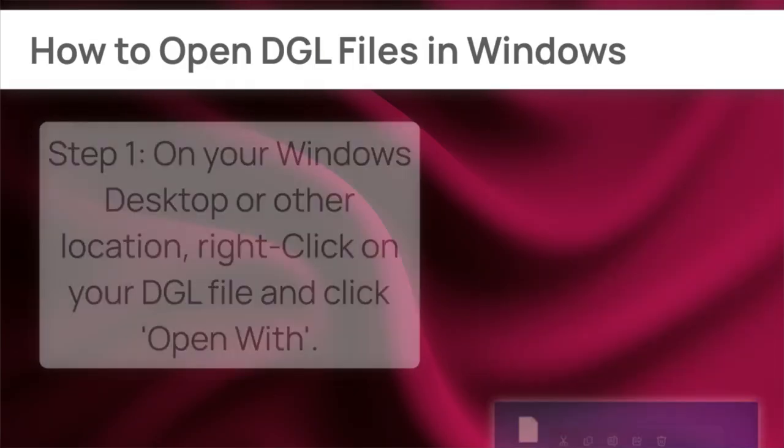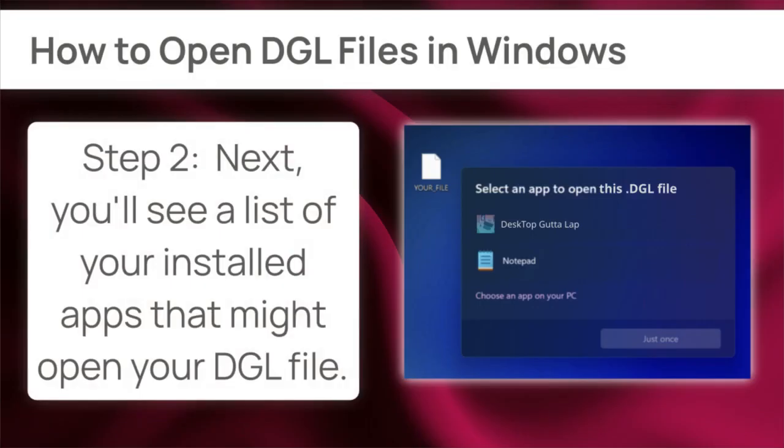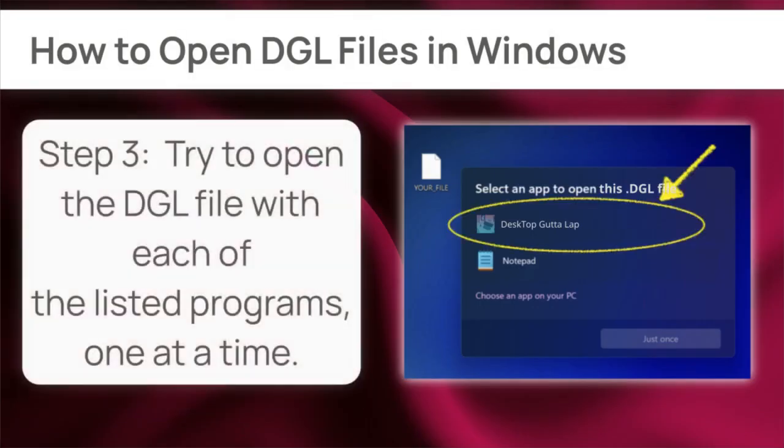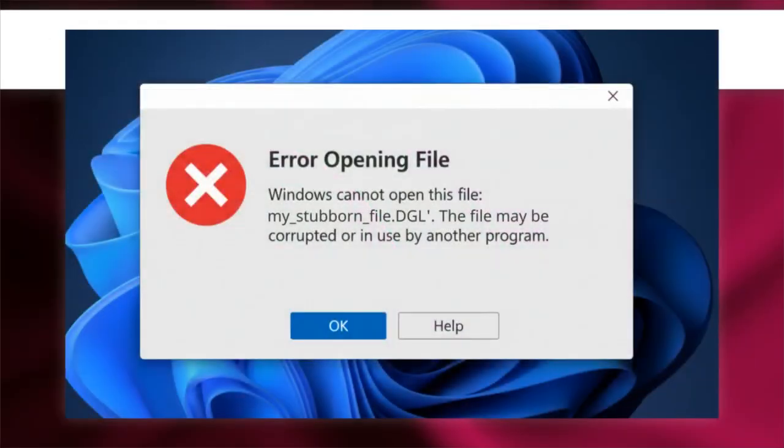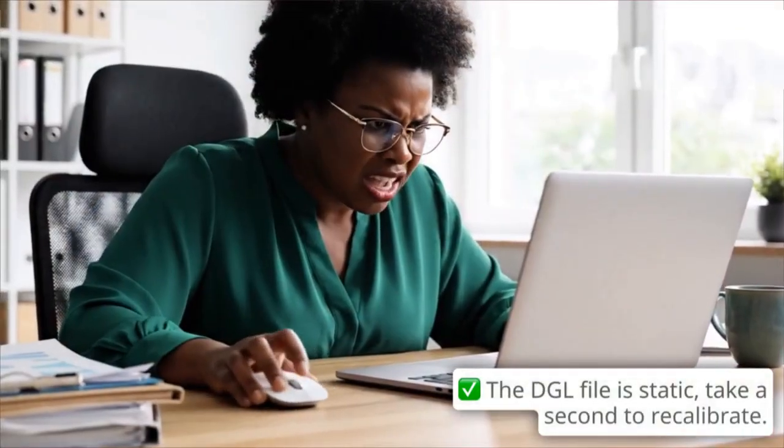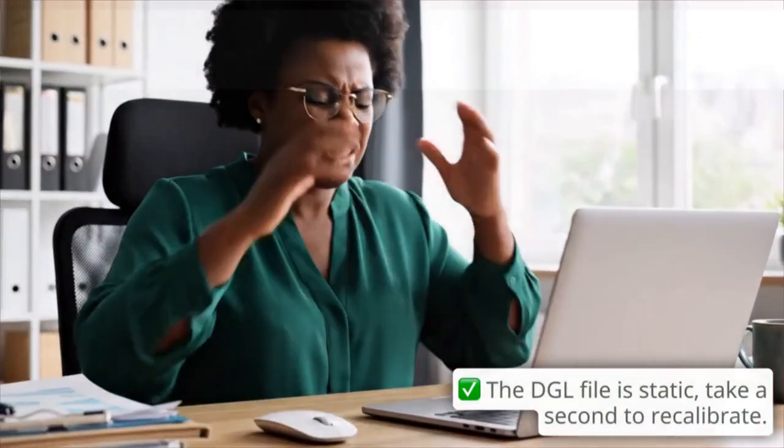Right-click your DGL file and choose Open With. If you have DeskTop Gutta Lap, launch with that first. Otherwise, try a different program. Sometimes the best fit isn't obvious. Rather than guessing, let's understand the root cause. Before we deploy the universal fix, here are the most common technical reasons your DGL file is generating this error.